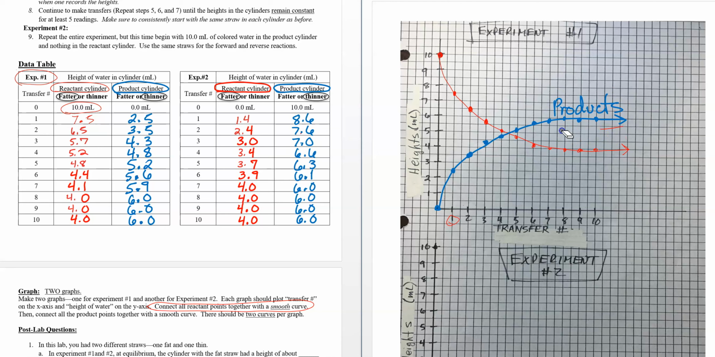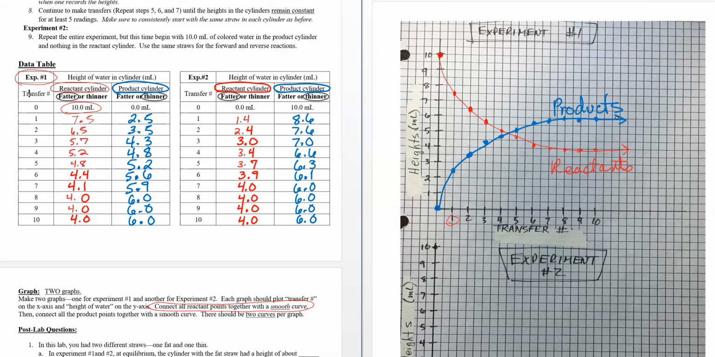I'm going to actually move this and just write. So we have graphed experiment number 1, where we started with lots of reactants and we ended up at a height of 4. Products, we started with 0 products, but we ended up at 6. So that's experiment number 1.